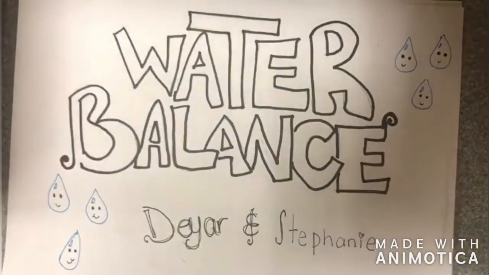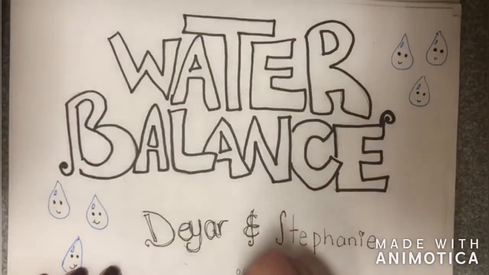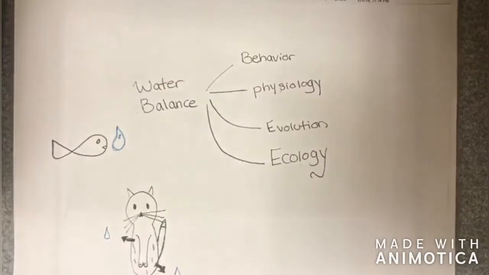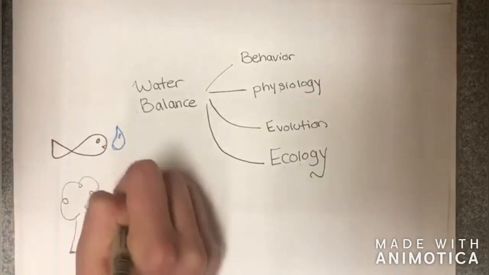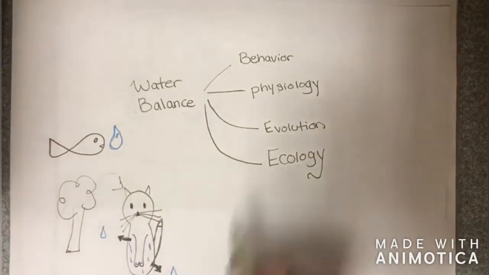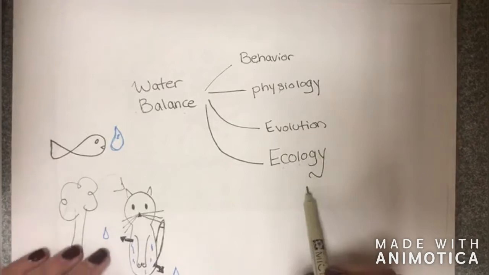Water balance by DR and Stephanie. Water balance is the water that comes in and out of the system. More specifically, when it relates to an organism, it pertains to the flow of water between the organism and the external environment. Water balance structures the behavior, physiology, ecology, and evolution of almost all animals.